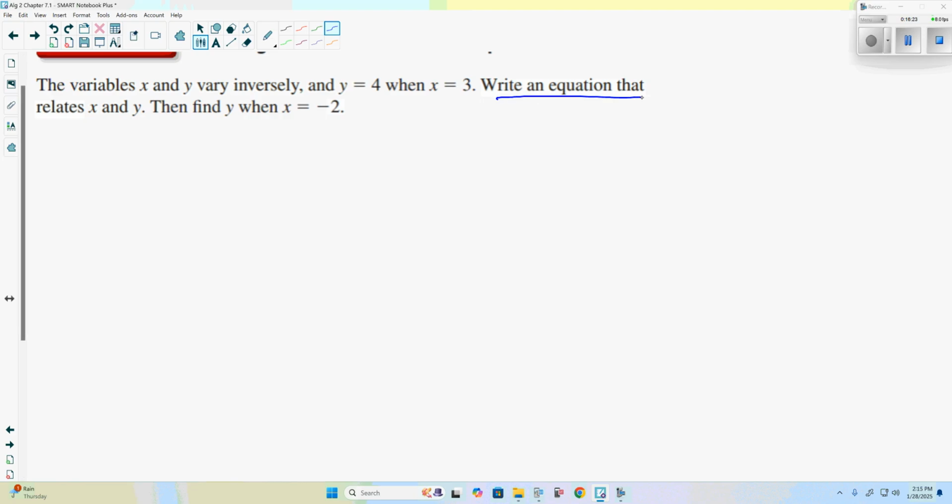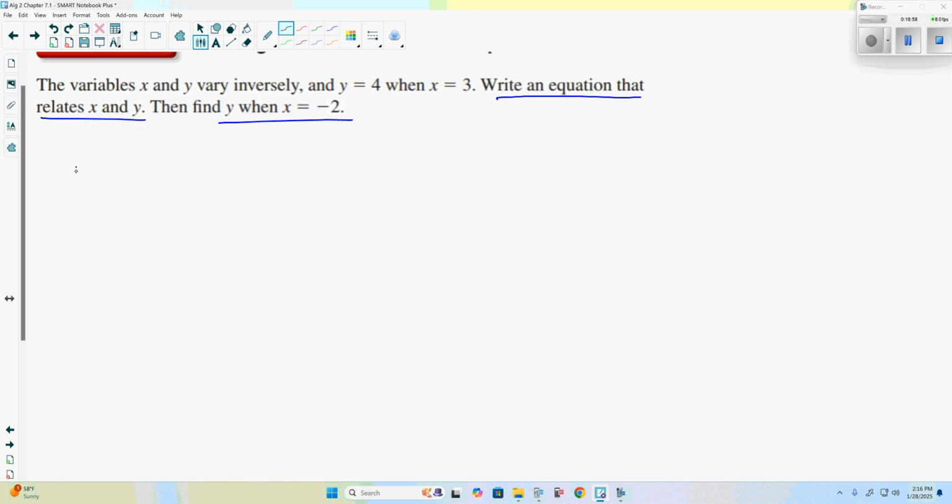They're asking for 2 parts. They're asking you to write an equation that relates x and y, so we're going to have to write an equation and find y when x is -2. It happens every year. You will turn it in and just give me what the value of y is when x is the given value, which on the homework is going to be 3. You'll tell me what y is when x is 3. You won't give me the equation. It happens every year.